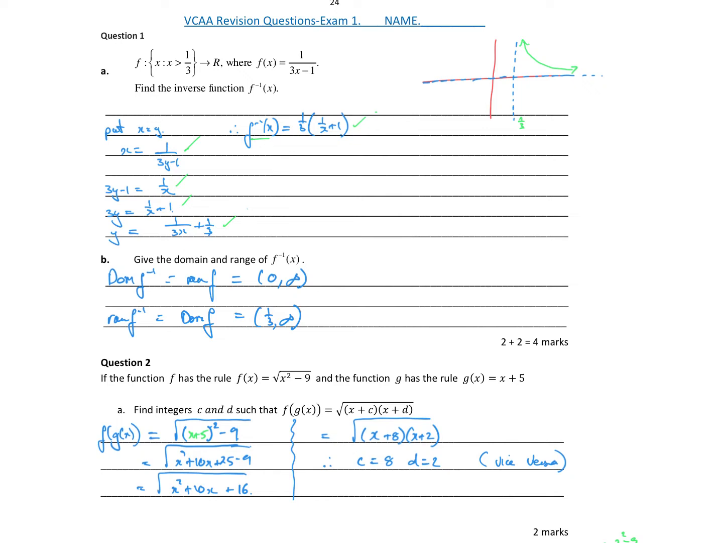The domain and range are obviously determined by the domain and range of the actual function. So if we do a quick graph sketch of the actual function, we soon see that the range of that function is from 0 to infinity, and the domain of that function is from 1/3 to infinity. And so that'll give me the range and domain of the inverse function pretty quickly.